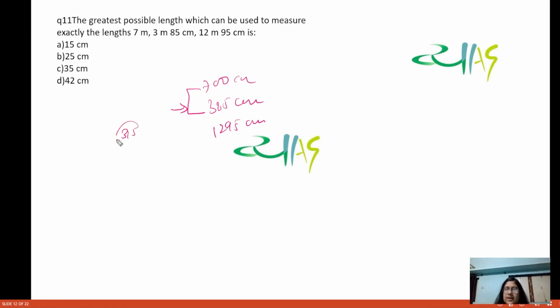So I got 315 as the difference. Then I took its factors. The factors I got were 7 into 9 into 5. This was the factor I got. Then I started seeing what the options are. According to this, you will get 3, 3 and 5. This is what we get.